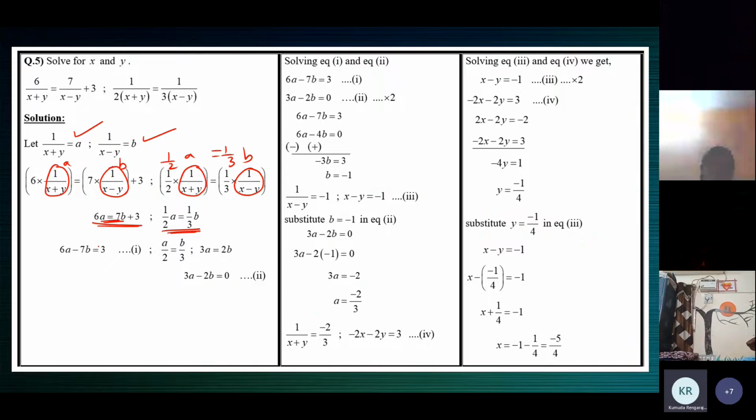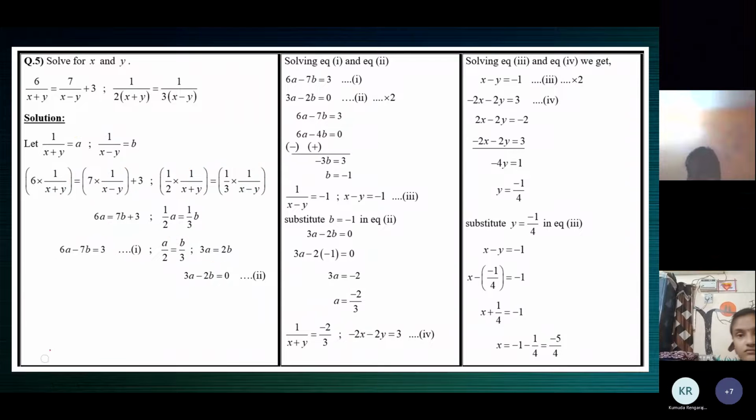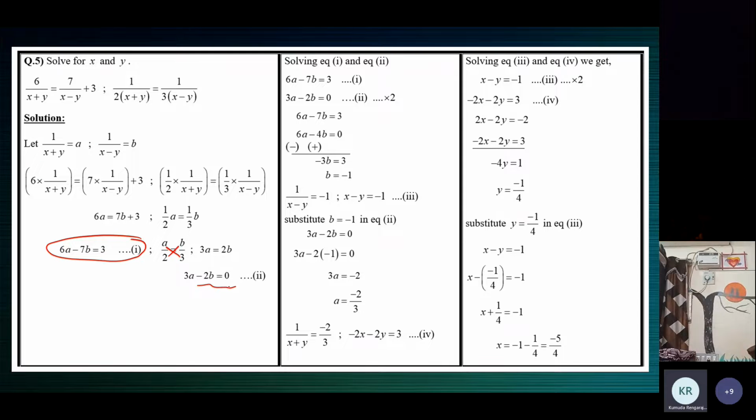So this one is 6a minus 7b is equal to 3. This one you'll have to cross multiply. Half a is nothing but a by 2, and 1/3 of b is nothing but b by 3. So on cross multiplying, you get 3a is equal to 2b, or 3a minus 2b is equal to 0. This is the first equation. And here on cross multiplying, you get 3a is equal to b, or 3a minus b is equal to 0.